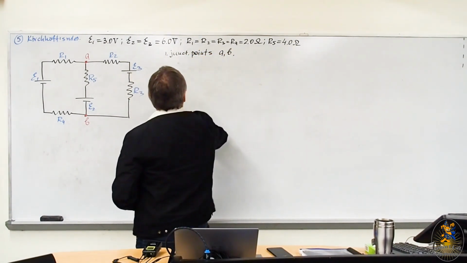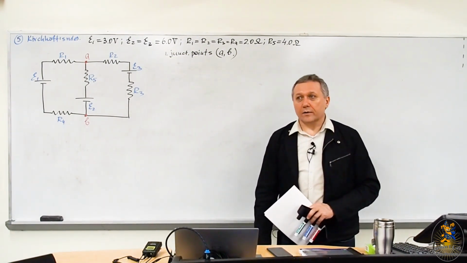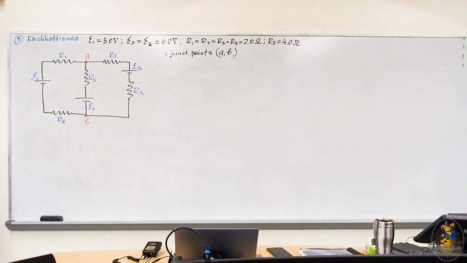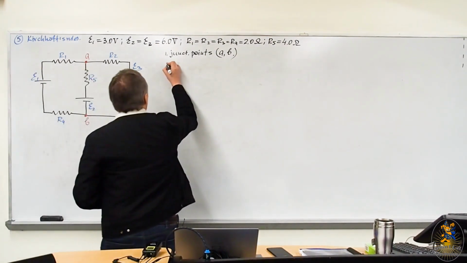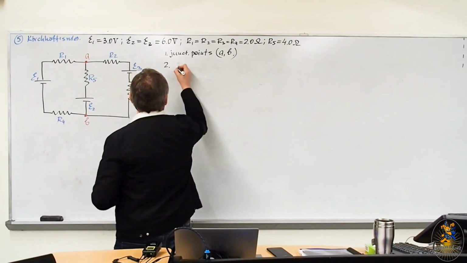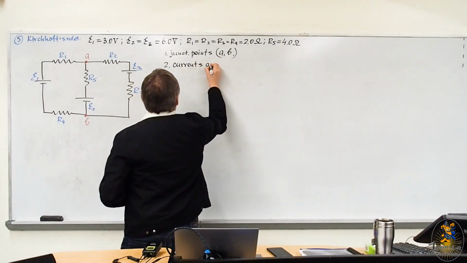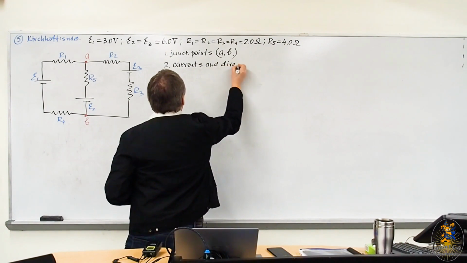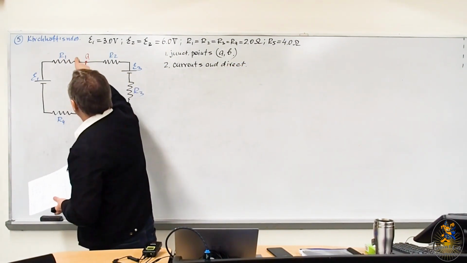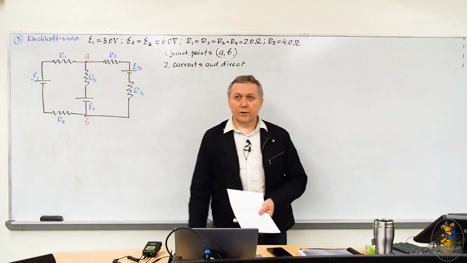A, B, right? Then, of course, at junction points, currents either merge or split. So it means that between junction points, currents must be the same. So we can introduce currents and directions. Right. So in this branch, from point A to point B, a current, for example, I1. Direction, I don't remember.